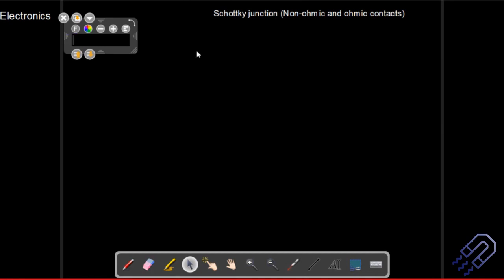A bit about Schottky junction and the non-ohmic context. And these are some important points. Okay, so what exactly do you mean by Schottky junction? So Schottky junction is nothing but the junction between a metal and semiconductor.